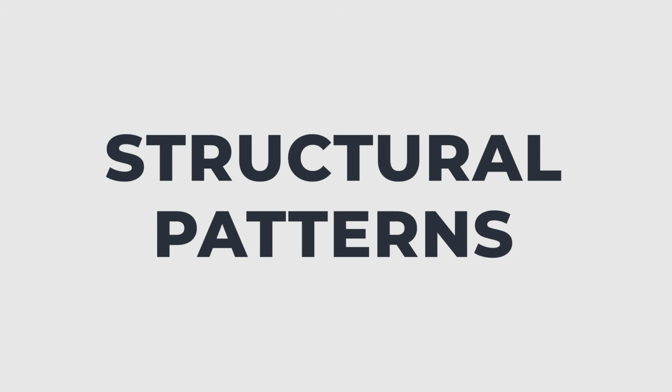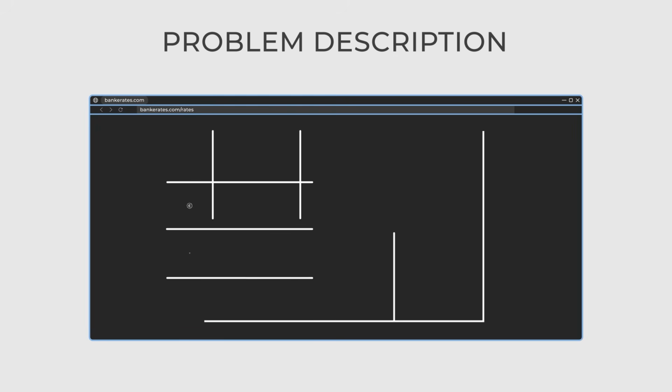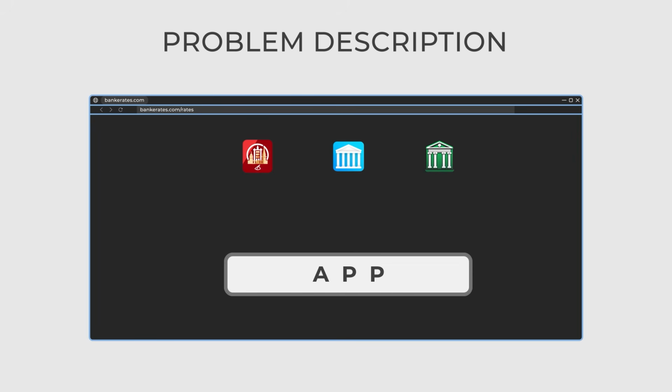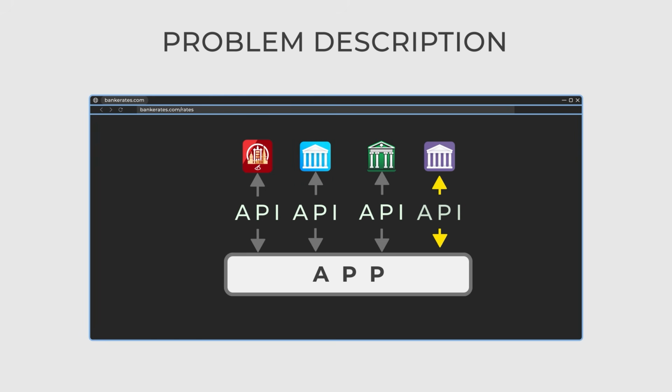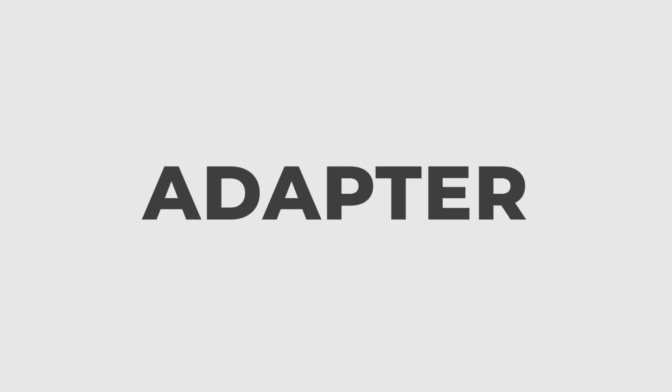Part 2. Structural patterns. Adapter. Imagine that you are building a website that needs to collect and aggregate currency rates from different banks and display them beautifully on a web page. Each bank has its unique API, so you want to design your application so that adding a new banking API is a simple task. Also, if some banks decide to change their API, you certainly don't want to break other API's code. You want a unified source of information, so you need to adapt the information banks provide. Did I say adapt? Yes, so let's use the adapter design pattern here.